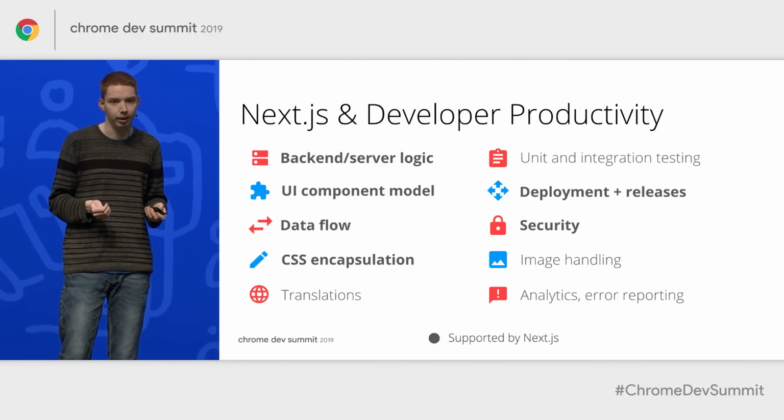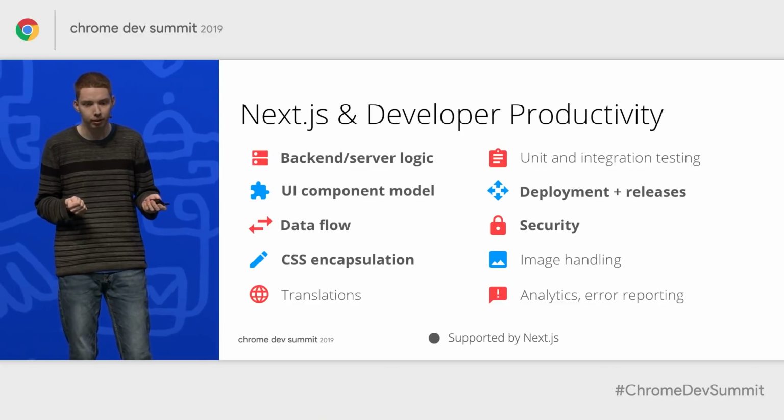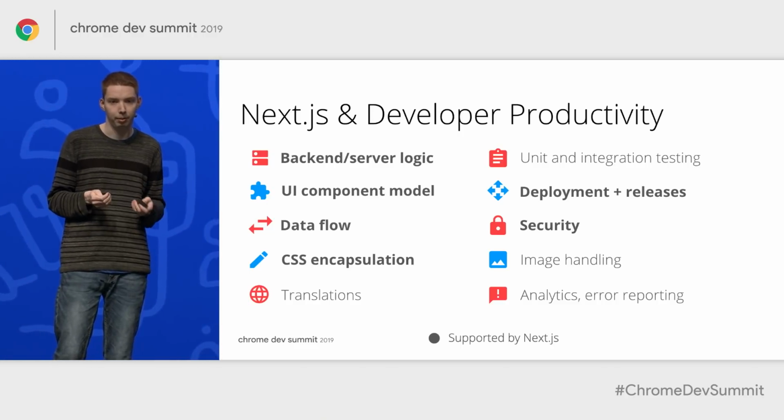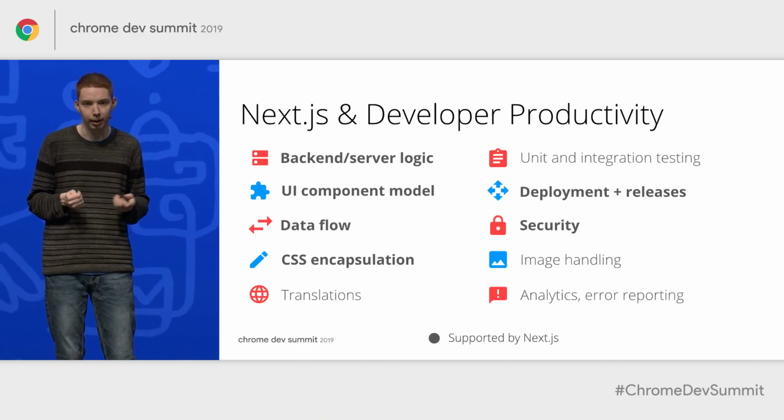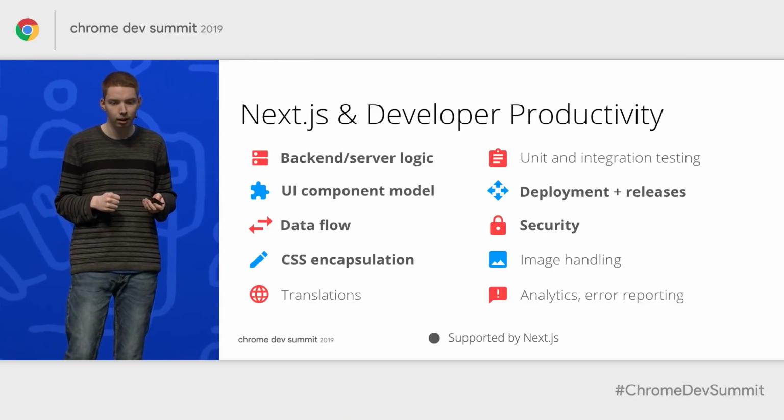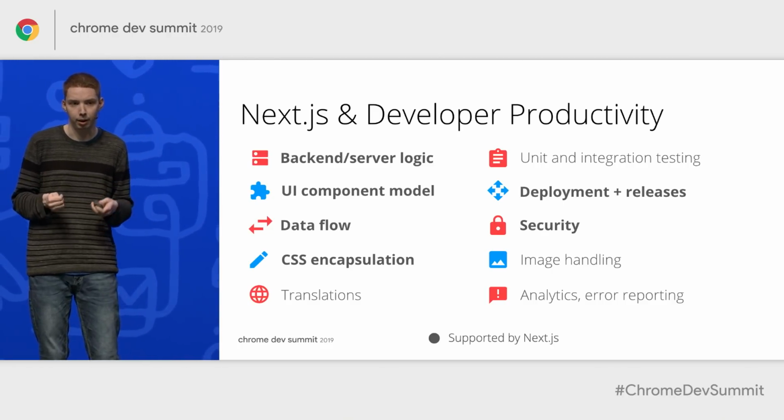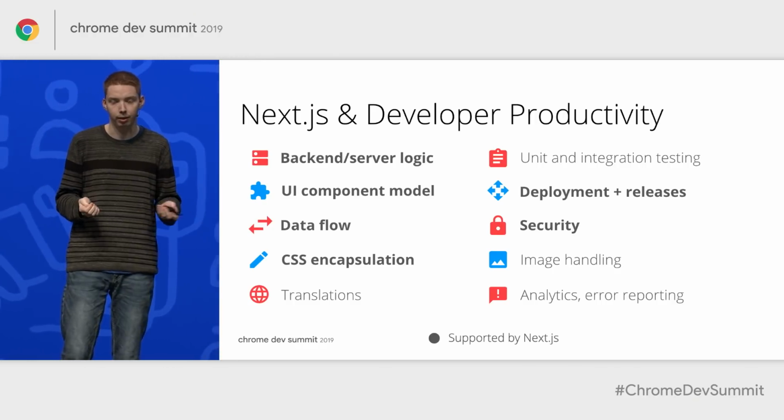Then there is security. Security is a really broad topic, of course, but Next specifically helps you with enabling CSP in your app by default, for example. It also, through React, helps you prevent XSS injection and other things.